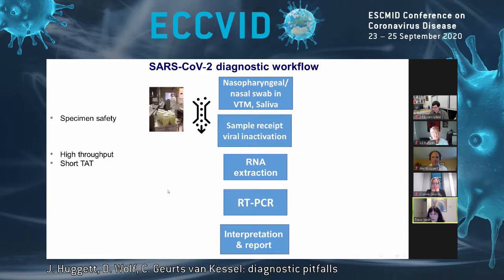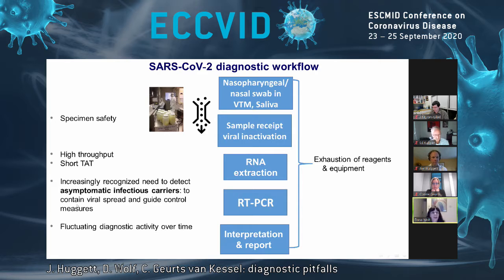Apart from the specimen safety issue, which proved to be quite a considerable bottleneck, some main challenges included the need for high throughput, short turnaround time, with rapid exhaustion of reagents and equipment during the pandemic, and also importantly, the increasingly recognized need to detect not only symptomatic, but also asymptomatic infection viral carriers to contain viral spread and guide control measures. And lastly, we had to deal with the fluctuating diagnostic activity over time, largely impacted by the changing prevalence of infection and by the changing testing policies.